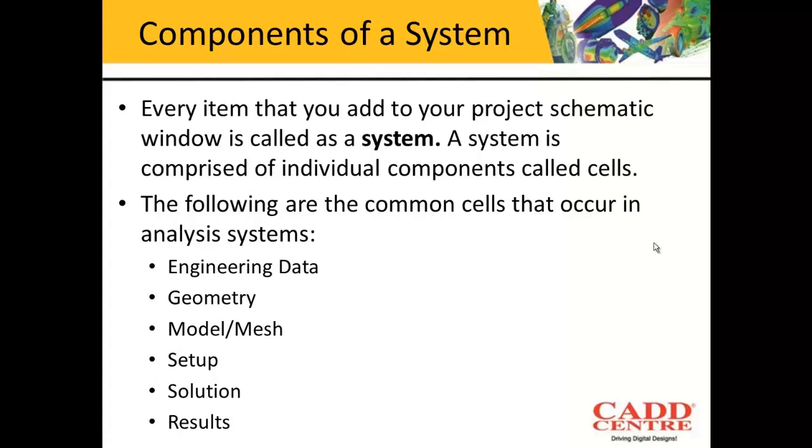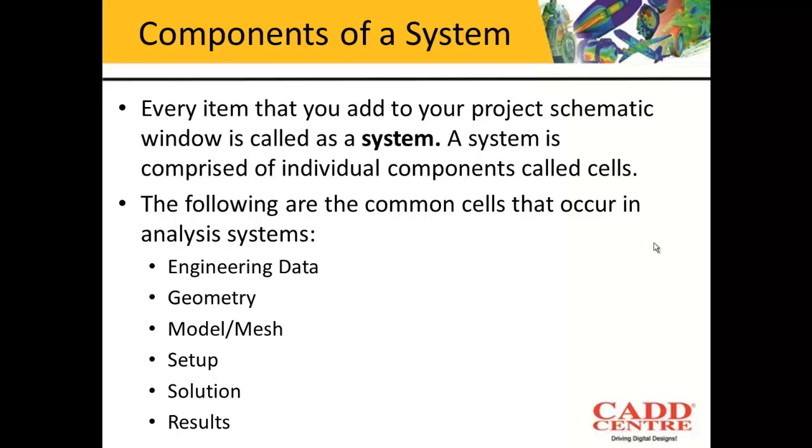Now let us understand the components of a system. Every item that you add to your project schematic window is called a system. A system is comprised of individual component systems called cells. Now every analysis system has some common cells that occur in every analysis system. That is engineering data, geometry, model, setup, solution, and results.